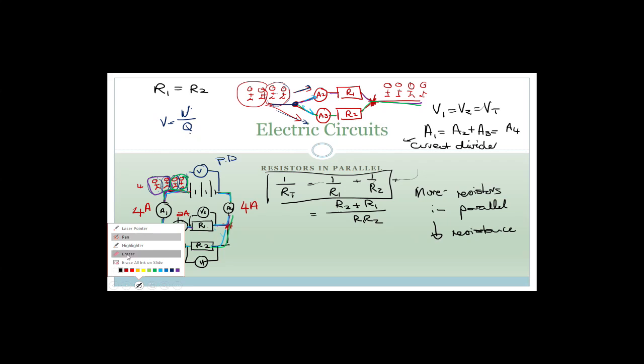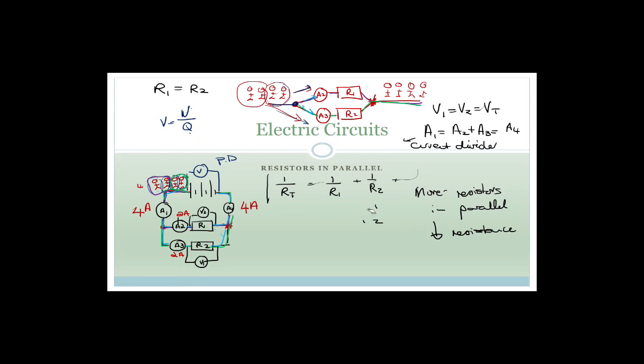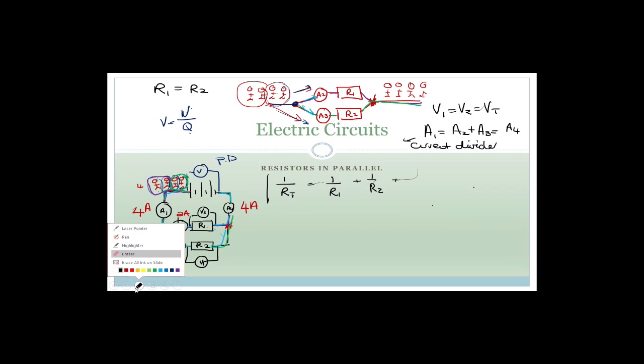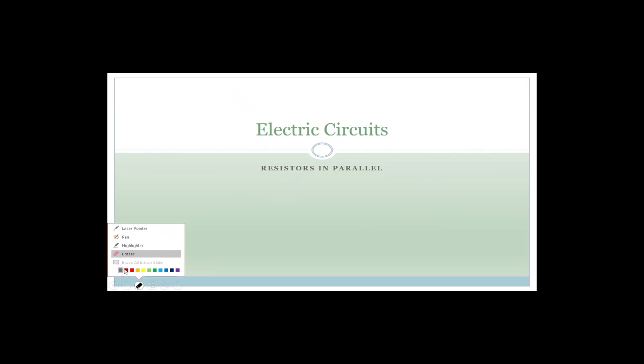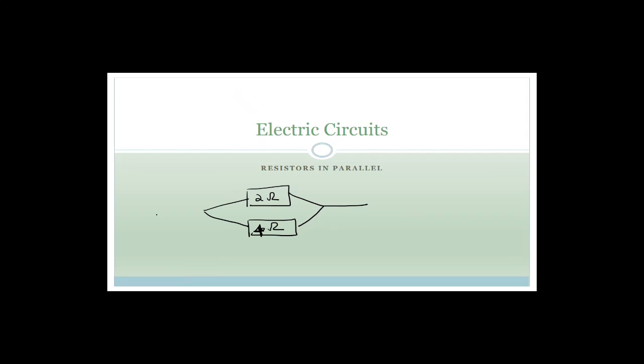Now let's talk for a minute. The rules I've said are true for any circumstance except for the current, if these are different. So in fact, I'm just going to erase all the ink and start again. Let's say for example we have a resistor here which is 2 ohms and a resistor here which is 4 ohms. It doesn't matter really. And just to make it easy for us, let's say we have 3 people in our team.